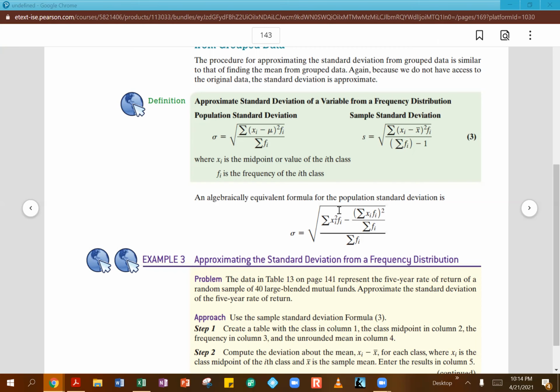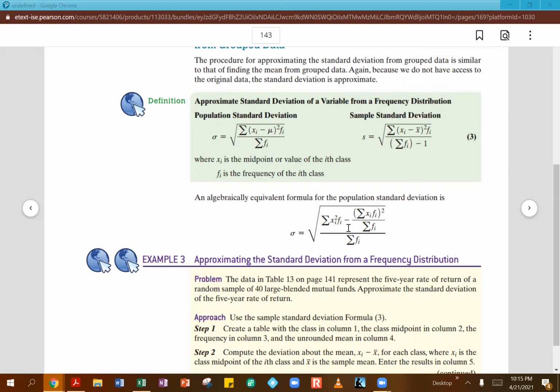Now here we have a shortcut method mentioned right over here. In this one, we are taking our midpoint, we square that, multiply it with our frequency, and then we subtract that from our midpoint multiplied by the frequency, add that together and then take a square, divided by the total number of our frequency column, and then divide that whole thing by the total number of the frequency column, and then you end up taking a square root. So this one actually works a little bit better. You are obviously welcome to use this sample standard deviation formula from here also.